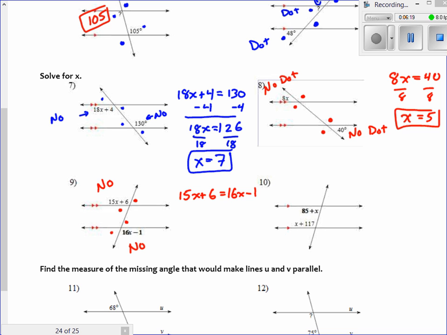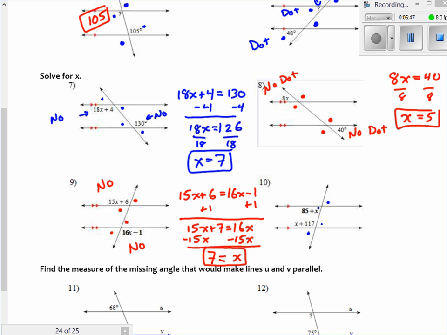So let's move that 1. I like to add instead of subtract. So 15x plus 7 equals 16x. And then we'll move the 15x over, since we sent the numbers one way. Leaves me with 7 on one side, and 16x minus 15x is just x. And that's actually very nice. So 7 equals x.